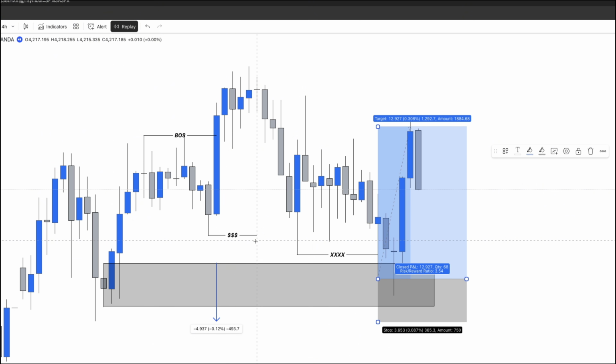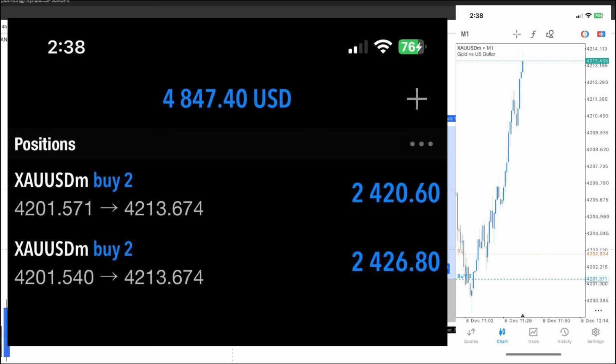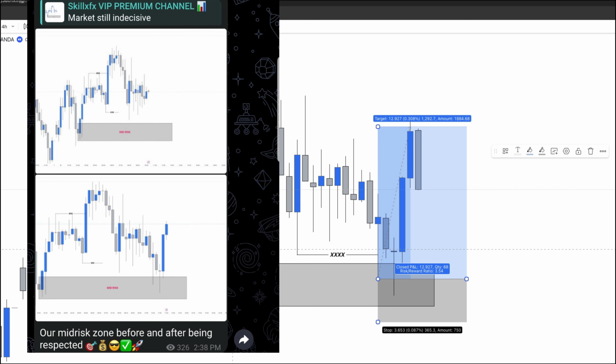We don't just trade fair value gaps like other traders do. We just wait for real order blocks where we know that the market is going to react from, and then we take our trade. So I'm going to show you the screenshots of this trade that I took that made me 4,800 US dollars, and that was it. Those are the screenshots, and that's how we made it. The before and after, that's how we made it, guys.